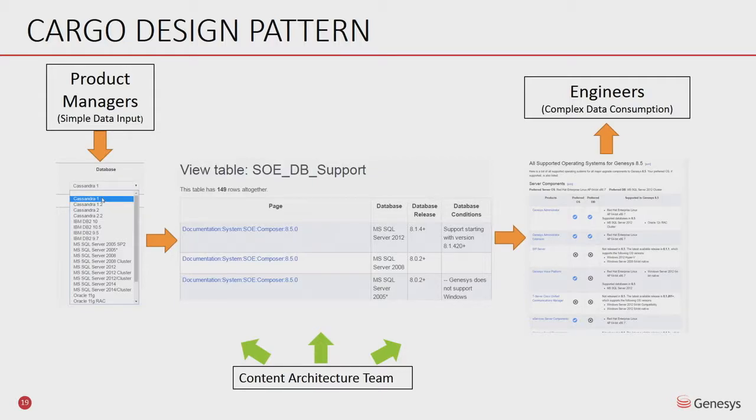So using Cargo, we on the content architecture team were able to build this data table for that content, build this input form, which uses very simple drop-downs for our product managers, and then build, as you saw in the previous slide, this visualization for engineers that need to consume this data in very complex ways.